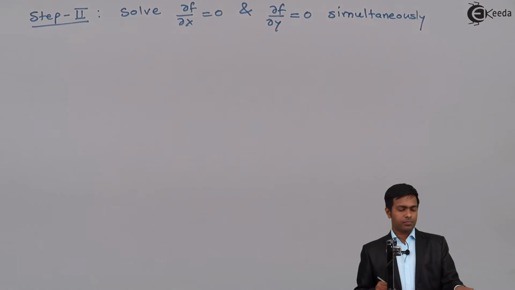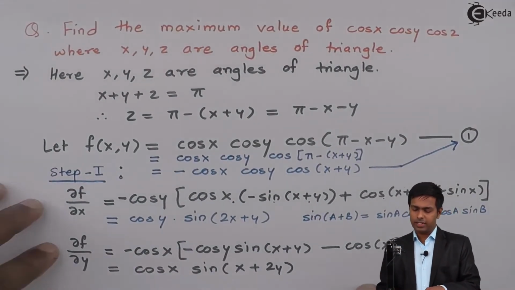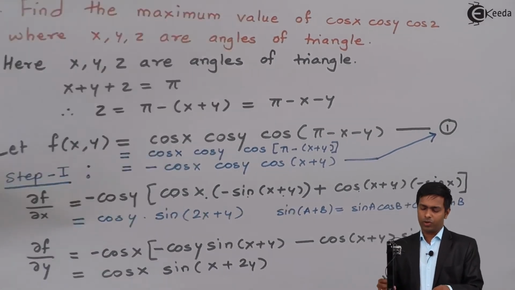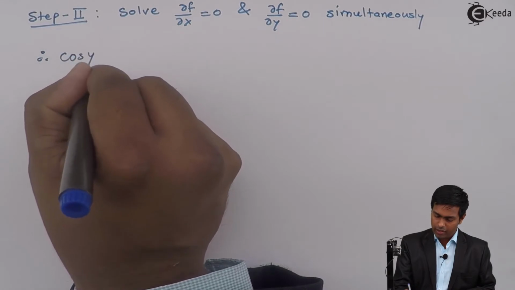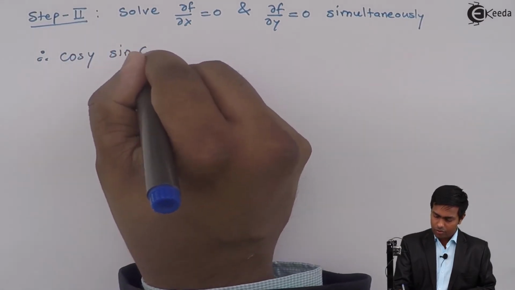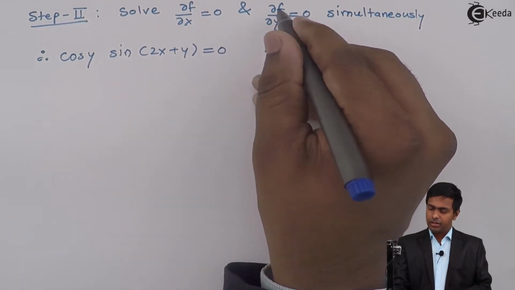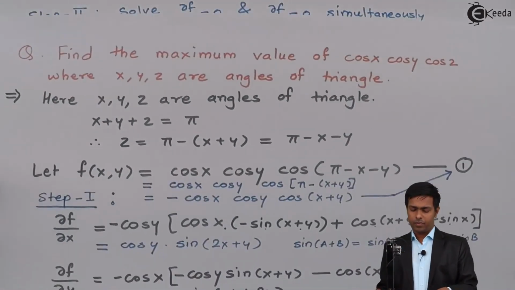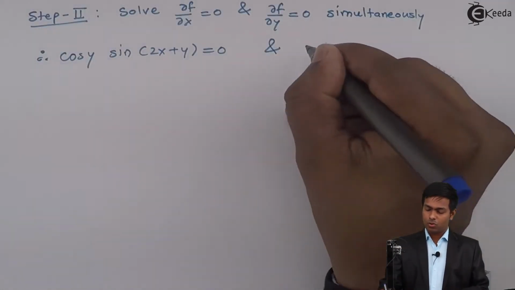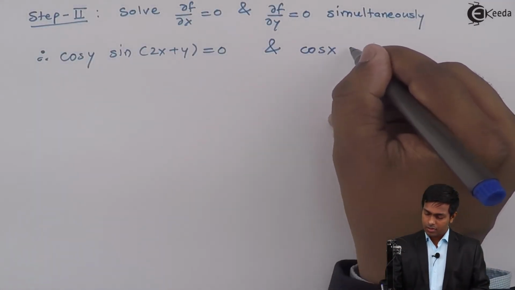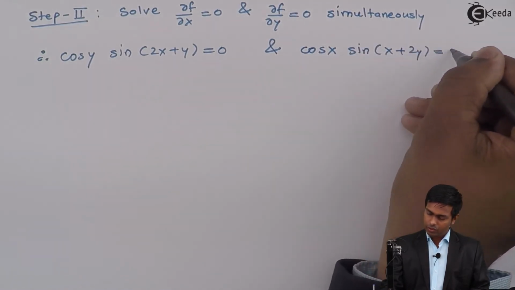Here the equation ∂f/∂x is cos y sin(2x + y) = 0. Therefore cos y sin(2x + y) = 0, and the equation ∂f/∂y is cos x sin(x + 2y). So cos x sin(x + 2y) = 0.